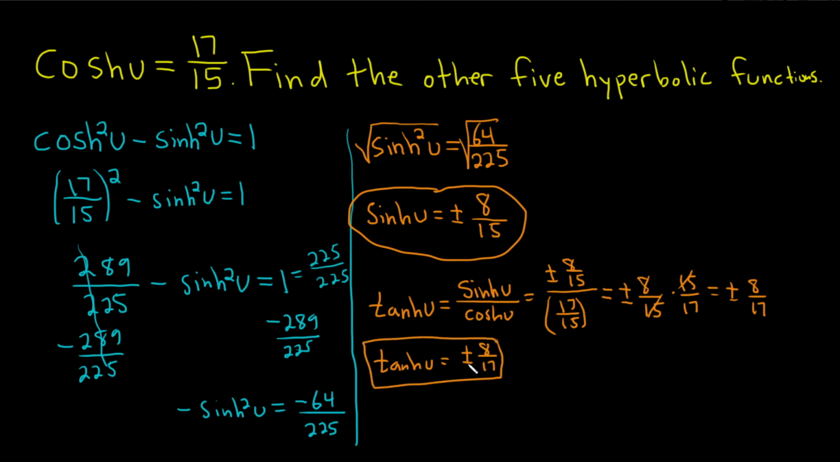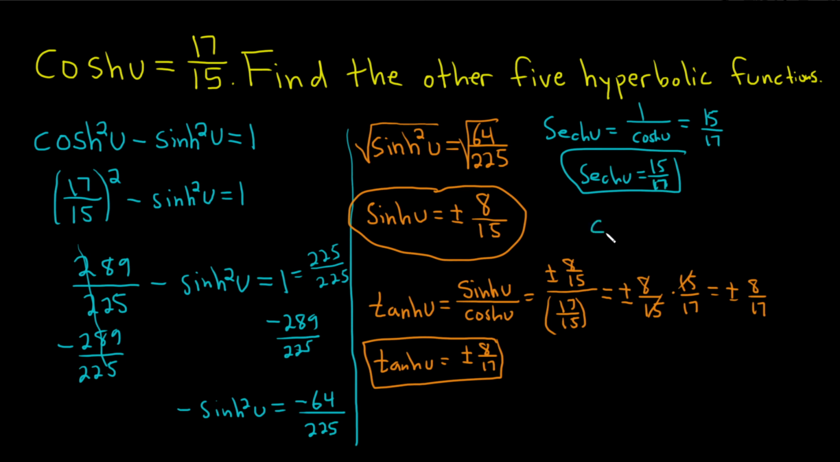And now we can find the reciprocal functions. Those aren't too bad. So for example, let's do hyperbolic secant of u. That's 1 over hyperbolic cosine of u. So you basically just flip this one. I'm going to skip the work. It'll be 15 over 17. That's 1 over 17 over 15, and so you end up flipping it. So hyperbolic secant of u is 15 over 17. You can just flip them.